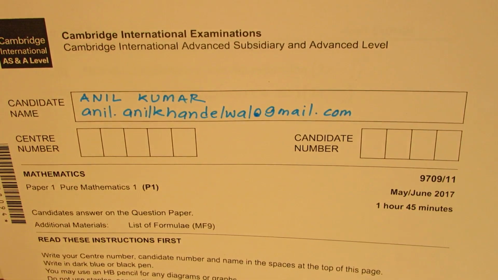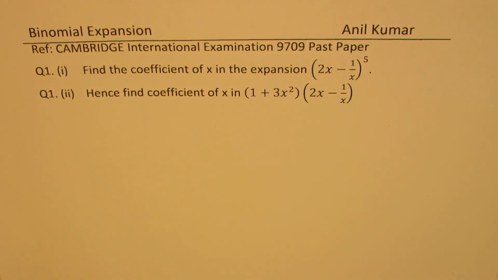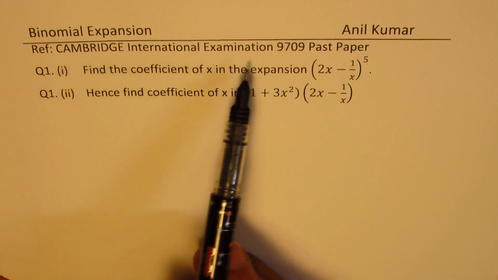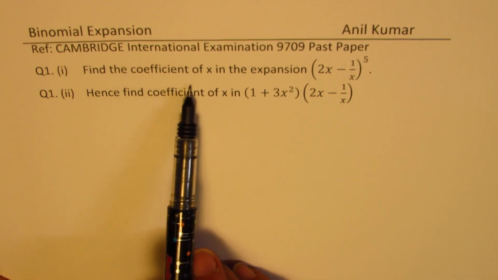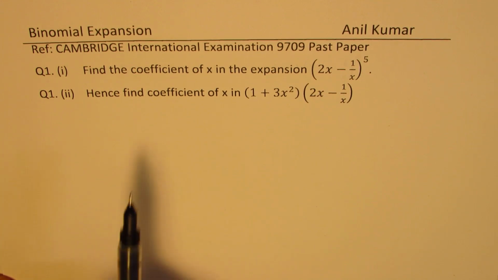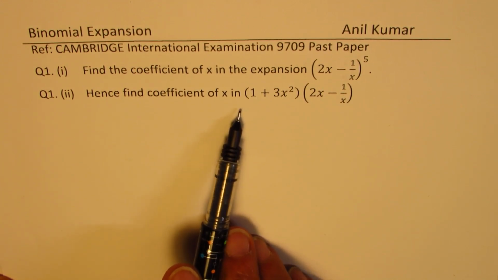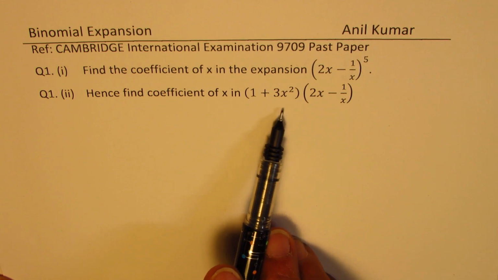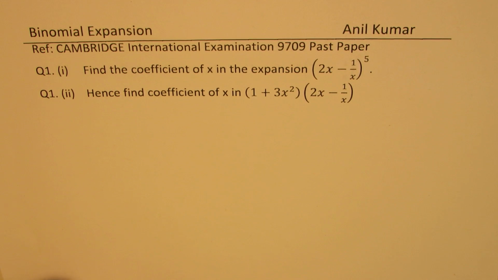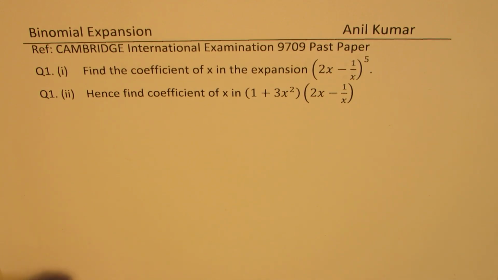We'll take up binomial expansions in this particular video. I'll discuss with you one of these very important questions which I have taken from a past paper: find the coefficient of x in the expansion of (2x minus 1 over x) to the power of 5. Part 2 of this question is: hence find the coefficient of x in (1 plus 3x squared) times (2x minus 1 over x) to the power of 5. I found this to be one of the most difficult questions in this series of binomial expansions.